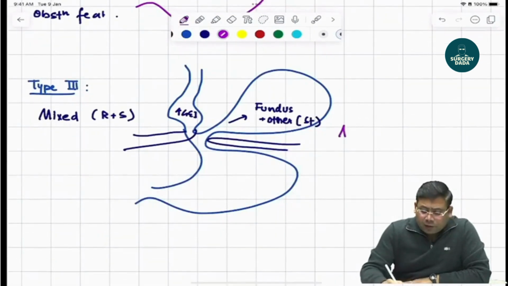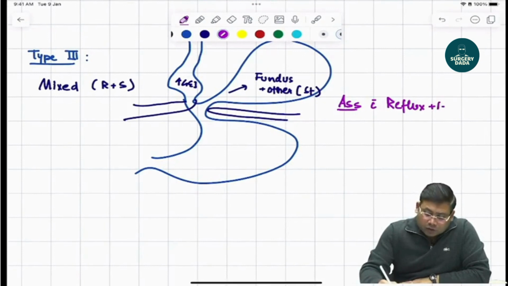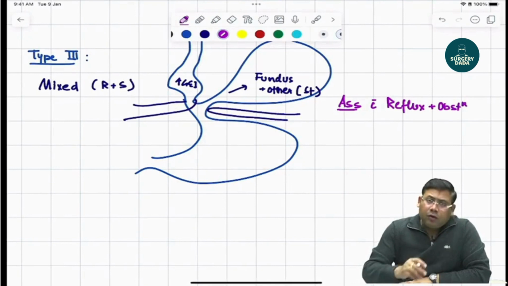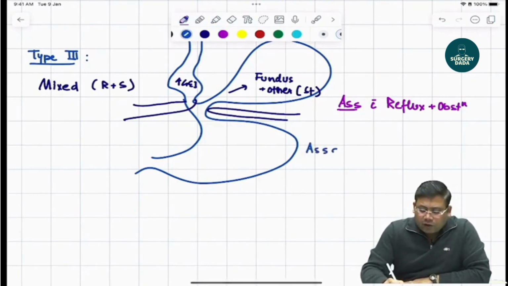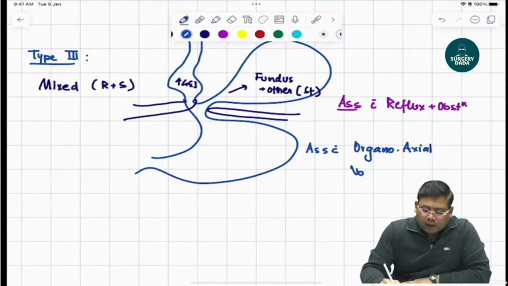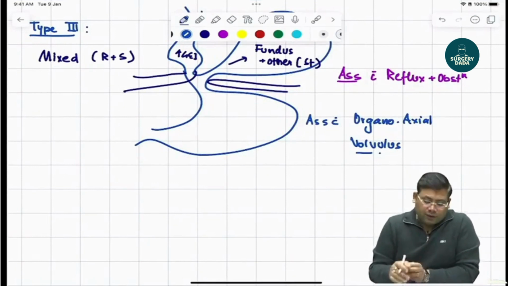Students, try to understand, this is the variety which is associated with what? Which is associated with reflux, plus minus it is also associated with what, students? Obstruction. This is what is important. Do you know that it is the type 3 which is associated with organoaxial volvulus of the stomach? So organoaxial volvulus of the stomach is a classical association of this type 3.